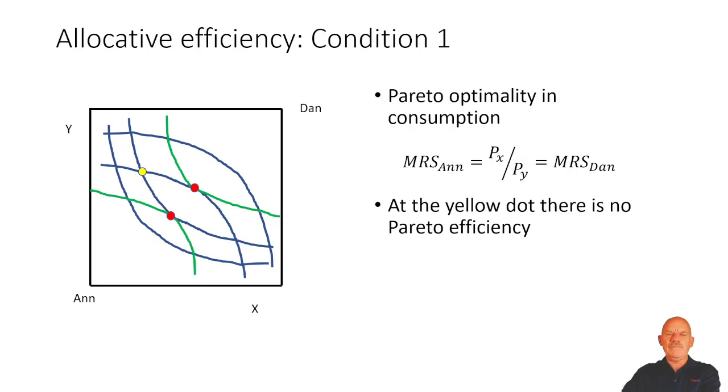So a Pareto optimum is a situation where you cannot improve any one of the consumers' situations without harming one of the others.